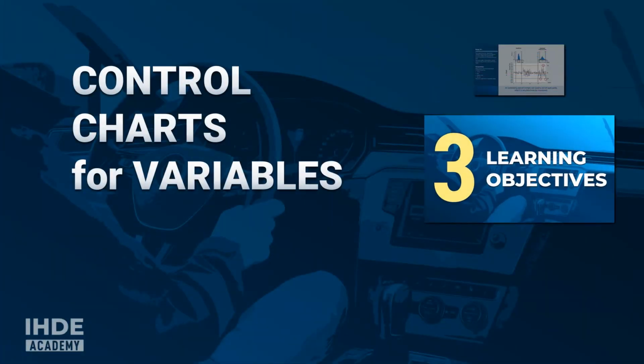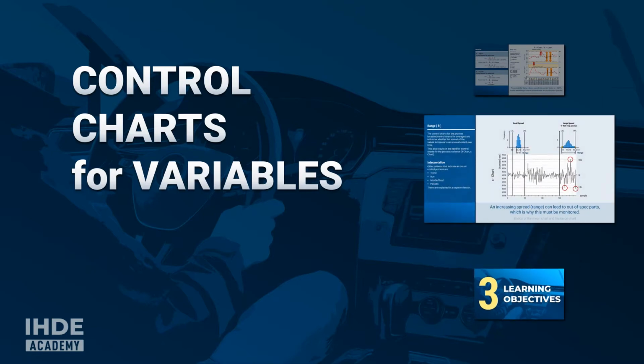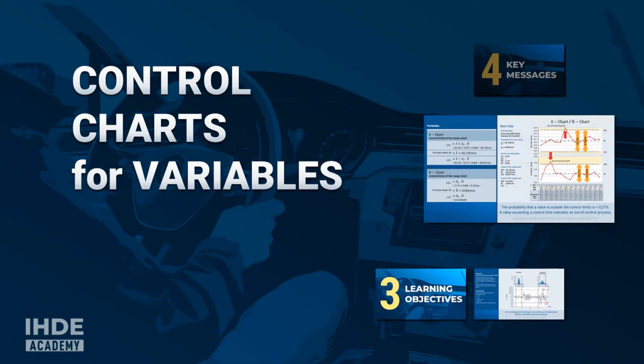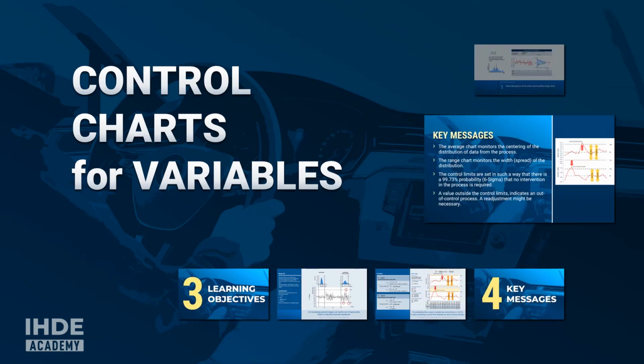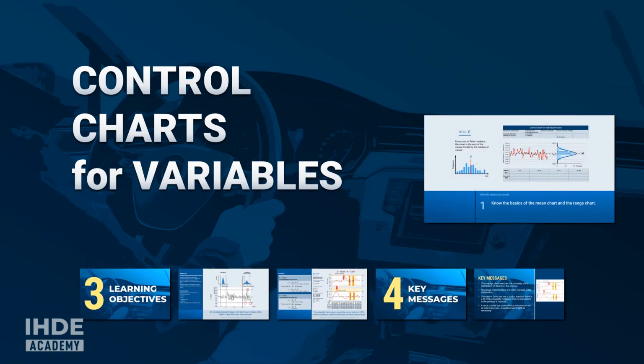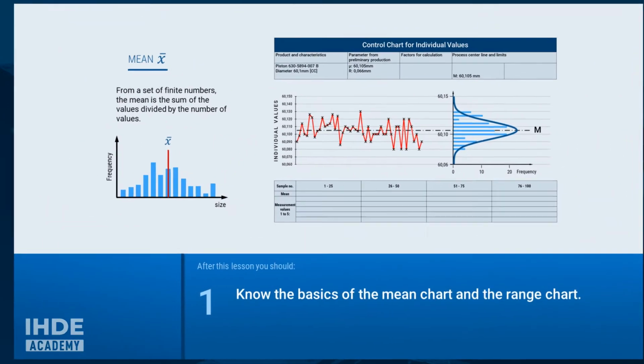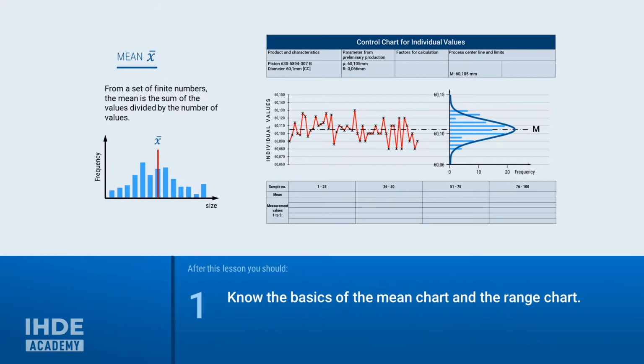Changes in the process location and the spread can lead to out-of-specification products. In this lesson, you will learn how to create an average chart and a range chart. And hello again to this lesson, which essentially has 3 learning objectives.